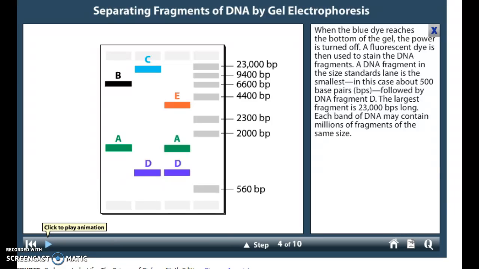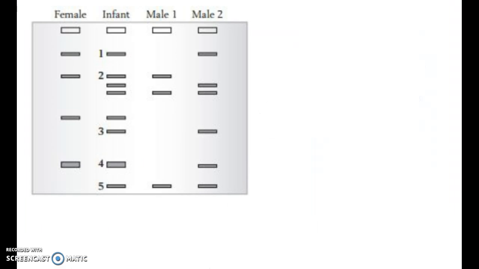Another application is paternity tests. So what I'll do is I'll put a picture of a paternity test gel electrophoresis, and we'll talk about that. Here we have a sample gel that would have been run for a paternity test. The people involved that you would need to know their DNA sequence would be the mother, the infant in question, and any suspected father. So here in this case we have two suspected fathers trying to find out which one was the father of the infant.